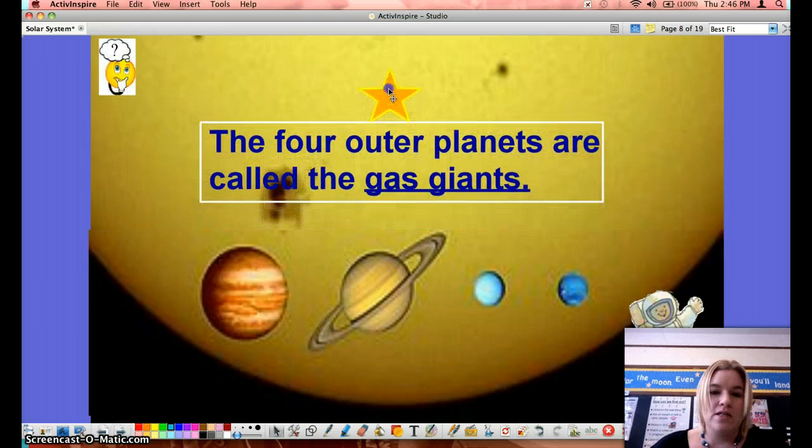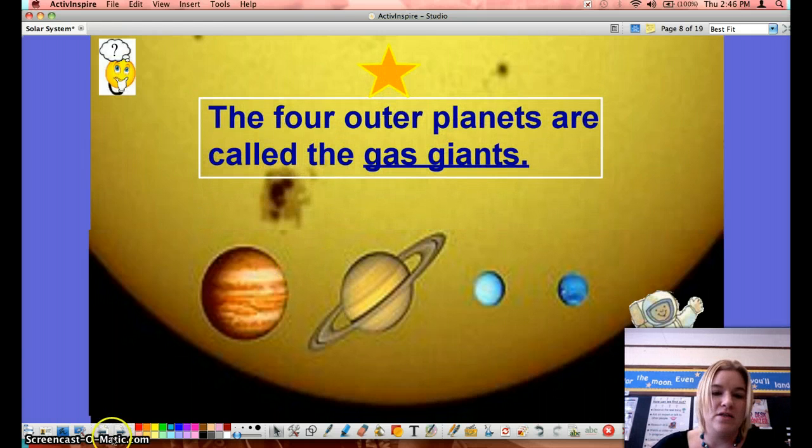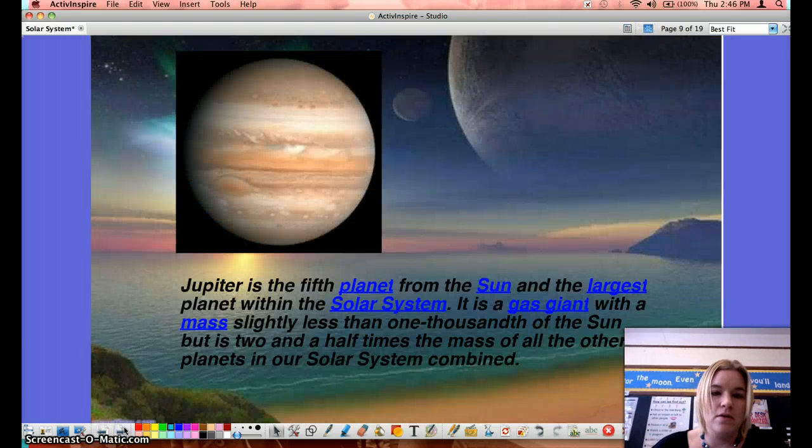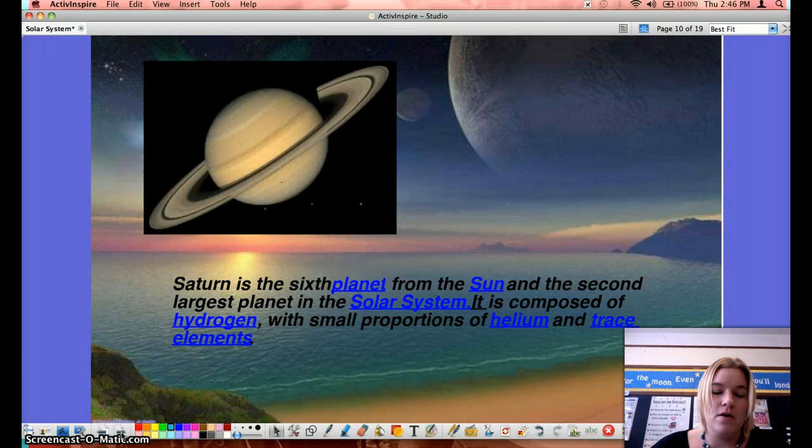Okay, next we'll discuss that the 4 outer planets are called the gas giants. Jupiter, the 5th planet from the Sun, is the largest in the solar system. It has a mass slightly less than 1,000th of the Sun, but is 2.5 times the mass of all the other planets combined. Saturn is the 6th planet and the 2nd largest.